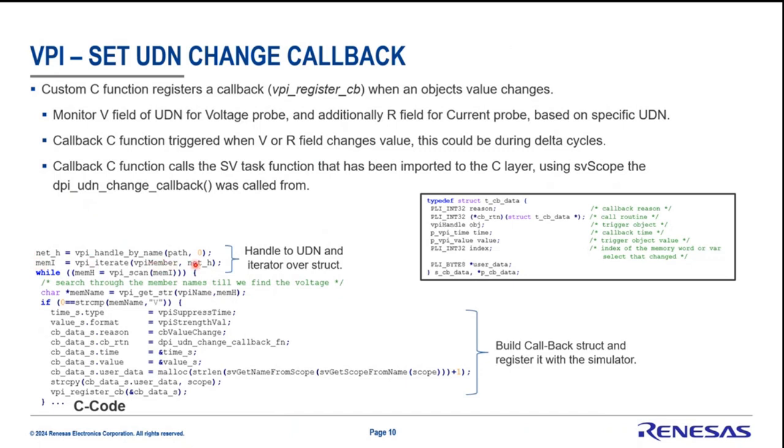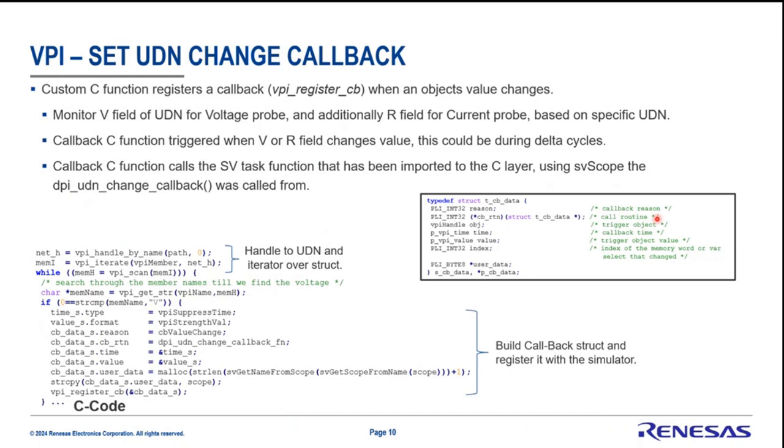Here I happen to know it's a user-defined net type, and a user-defined net type is a structure. So you're going to need to iterate over all the elements of the structure. And so what I've done here is when one of the elements of the structure happens to have the name V, I go, right, that's obviously something I want to monitor. And basically I build a callback routine. So there's a type for callback data.